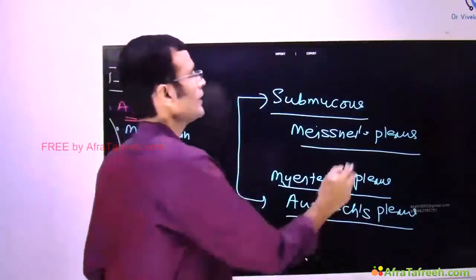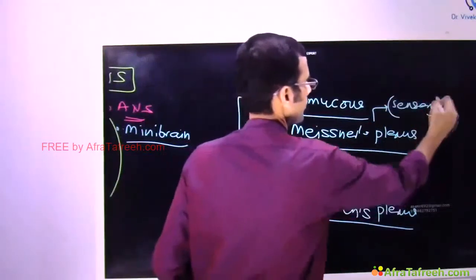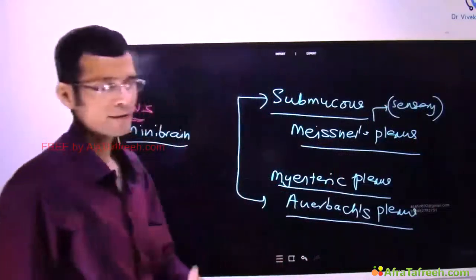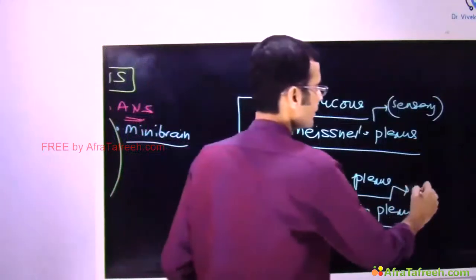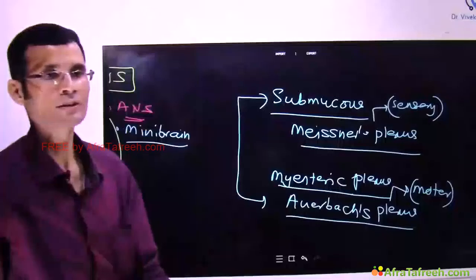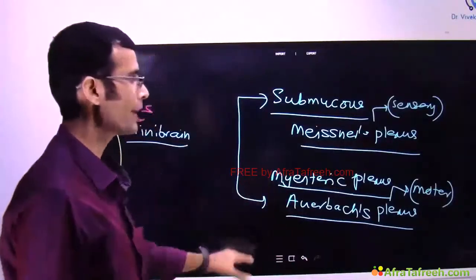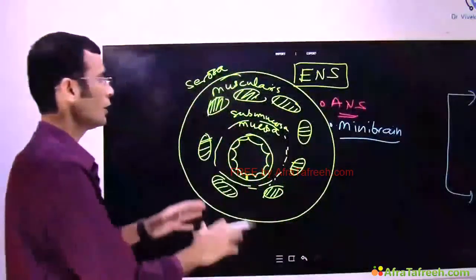Meissner's plexus is mainly concerned with the sensory function from the digestive tract, and Auerbach's plexus, since it is present in the muscle layer, is mainly concerned with the motor function. The motility, contractions and secretomotor function is mainly controlled by Auerbach's plexus. So that's a rough division of work between these 2 plexuses.